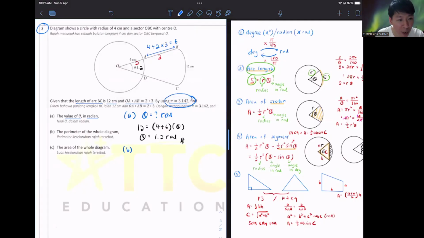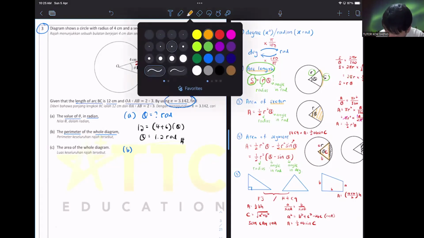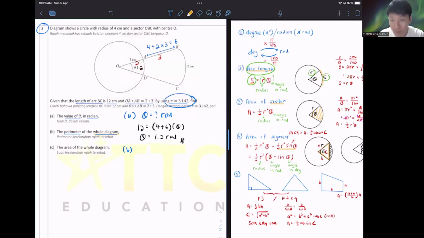Next one, easy, 2 marks. Find the perimeter of the whole diagram. Careful, a bit. Whole diagram. There's a certain part, no need to calculate. Whole diagram perimeter, only the outer layer. Only the outside of the whole diagram.